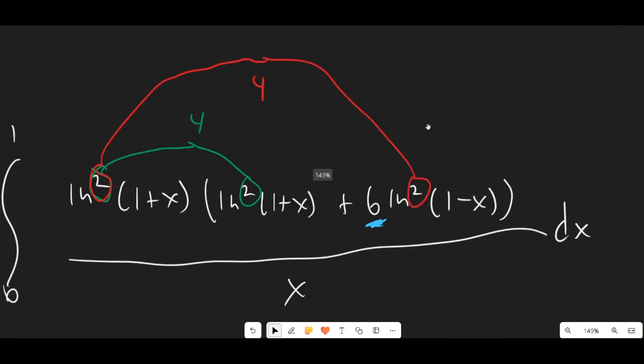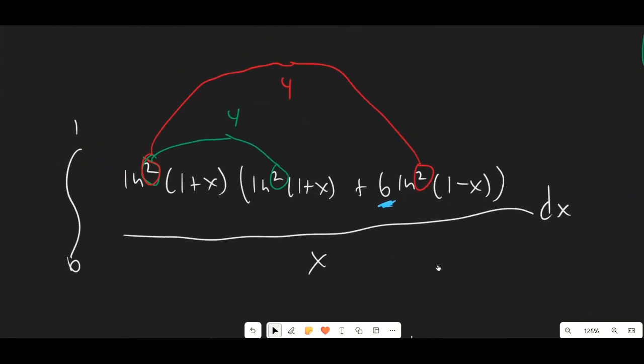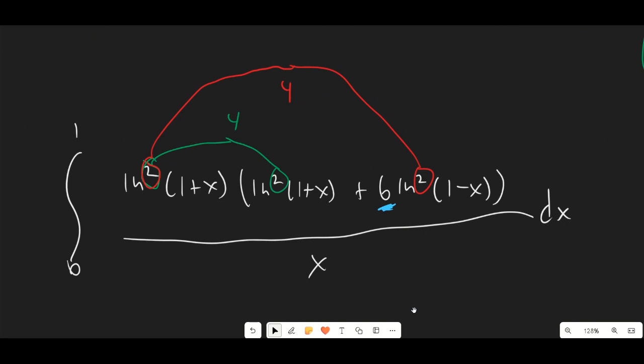So first thing with this problem is something that I actually want you guys to try and figure out for yourselves, because of course the whole point of solving all these cool problems is so that you guys can figure them out by yourselves and learn more about problem solving skills and stuff like that. So I want you to notice here that we have natural log squared of 1 plus x, natural log squared of 1 plus x, and natural log squared of 1 minus x.